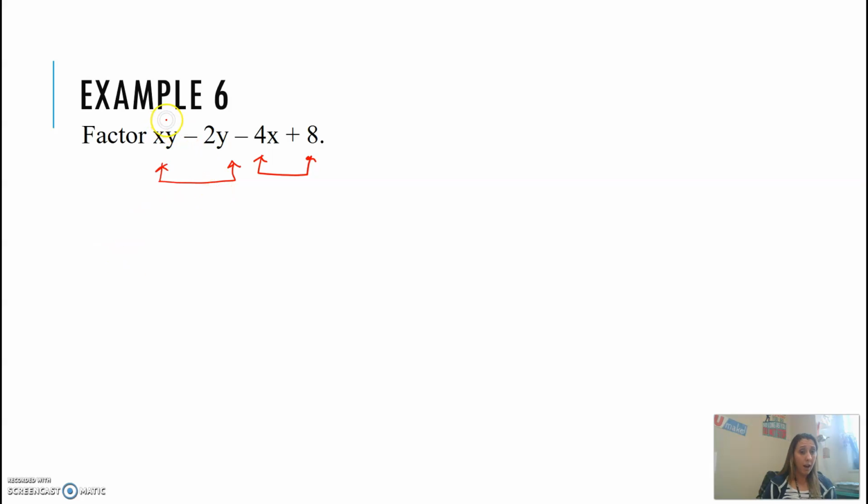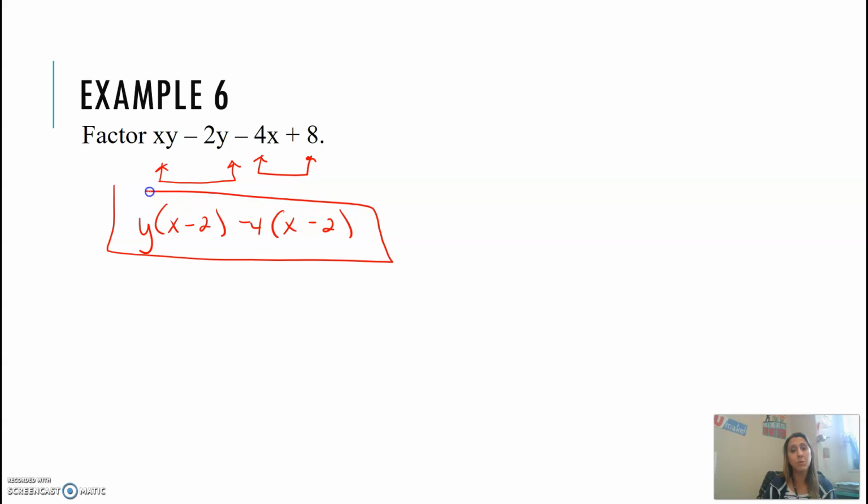So the greatest common factor between xy minus 2y would be y, and if I factor out a y, I end up with x minus 2. The greatest common factor between -4x and 8 would be -4, so I'm going to get -4, and I end up with x minus 2. These are the same, so I know that these are in the right order, and it's fine. So then I'm going to find the GCF between those, which is x minus 2.